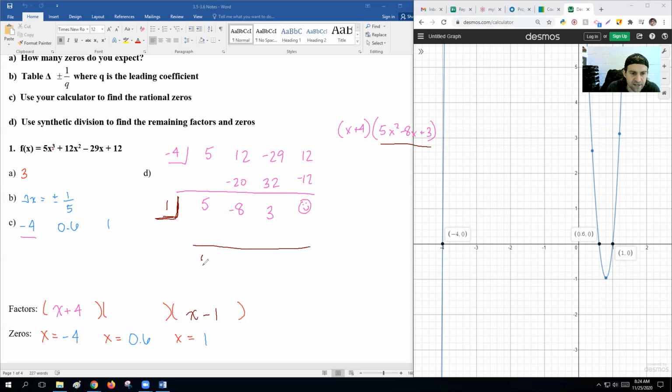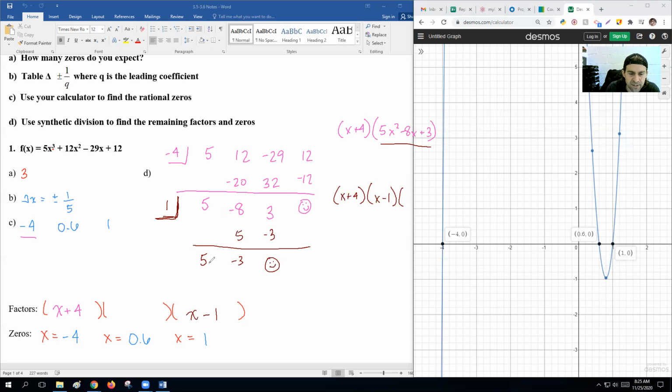All right, so we'll drop down that 5 again. 5 times 1 is 5. Added to -8, that's -3. -3 times 1 is -3. Added down, that's a 0 remaining. So we would not only have our x plus 4 factor, but we would also have our x minus 1 factor.